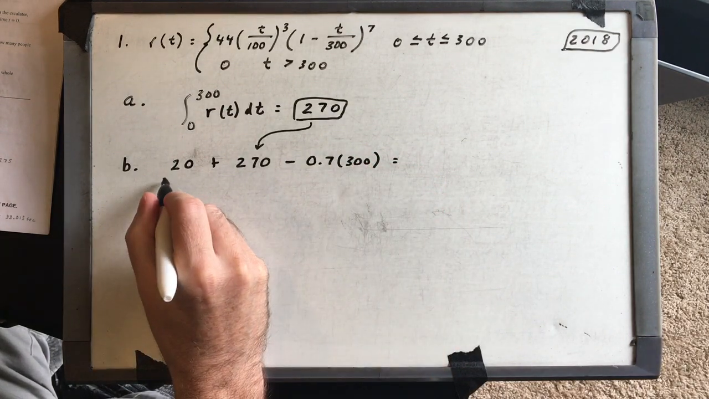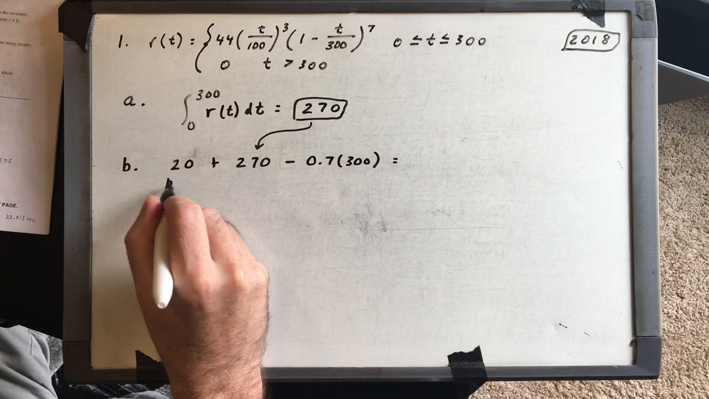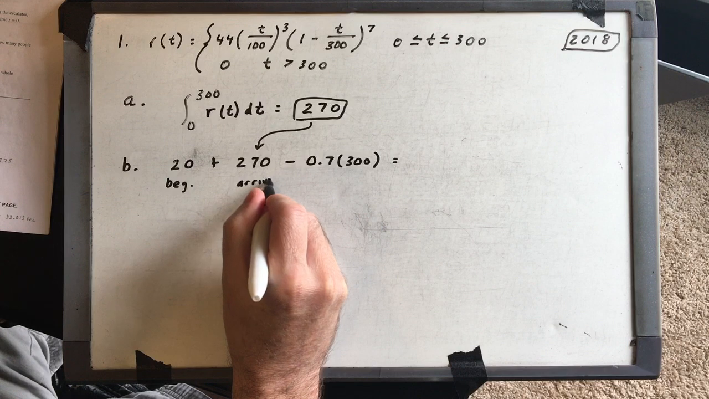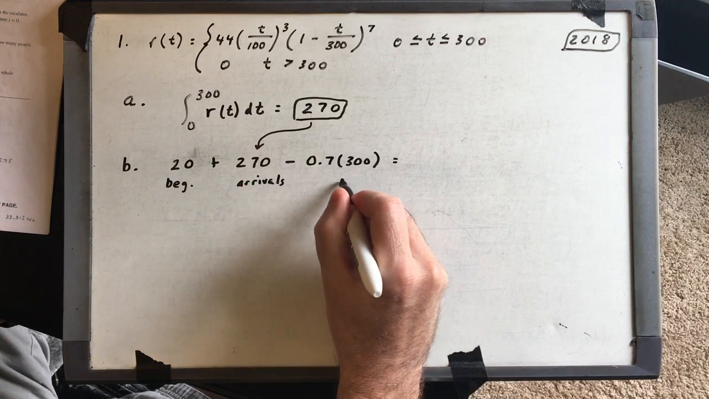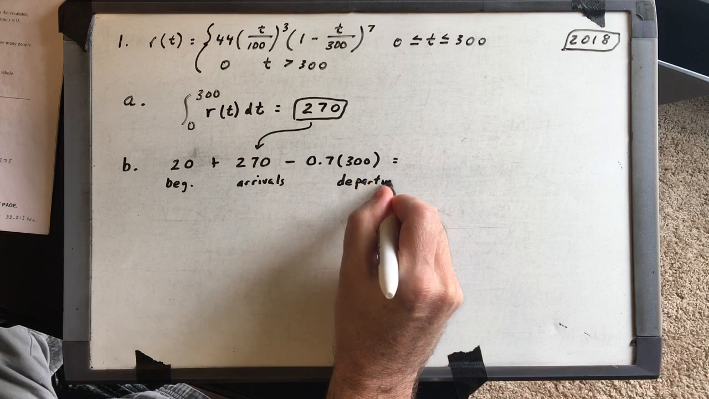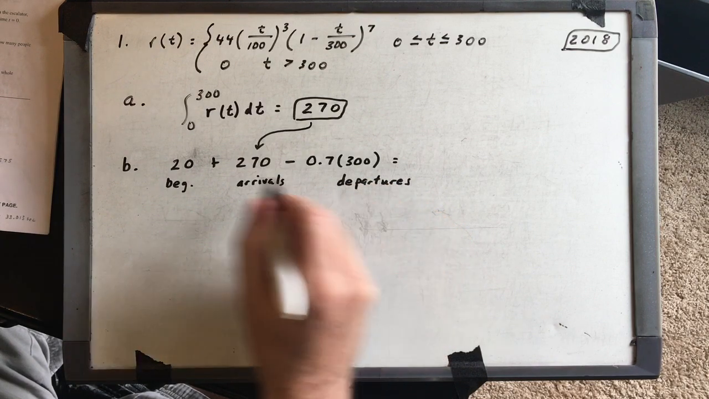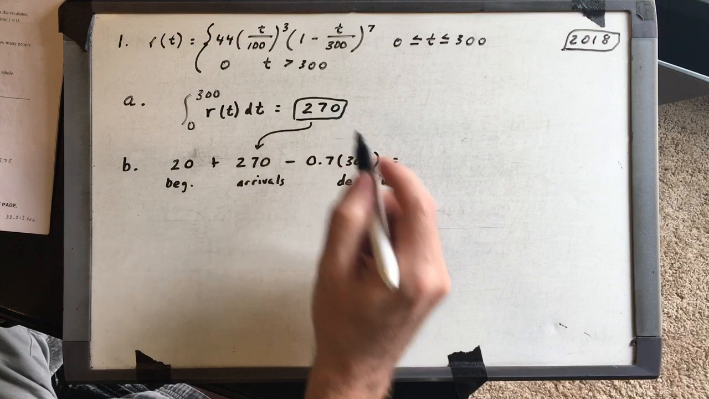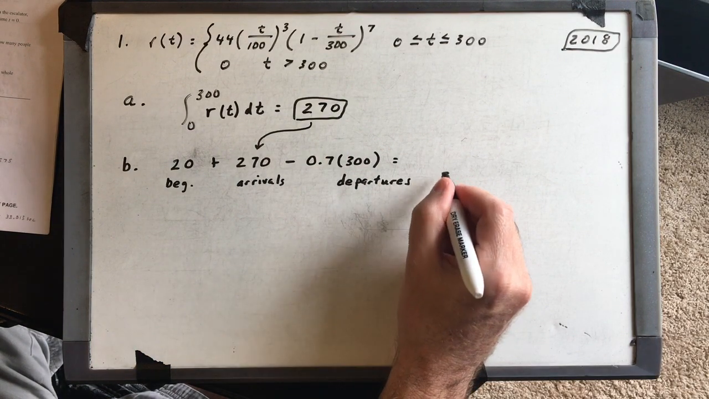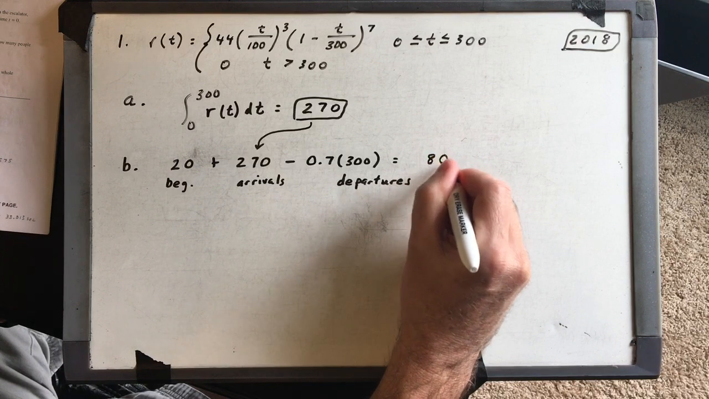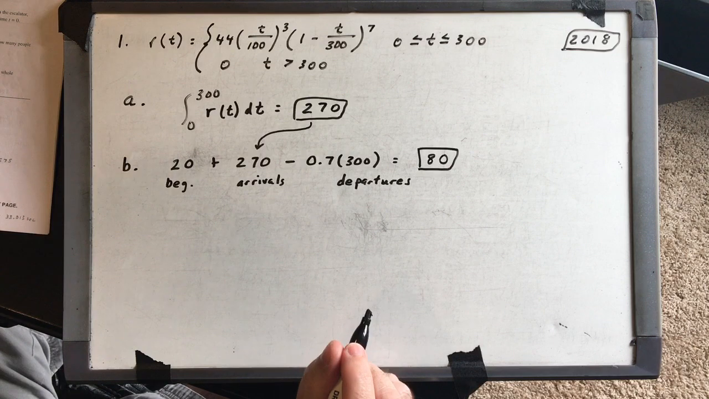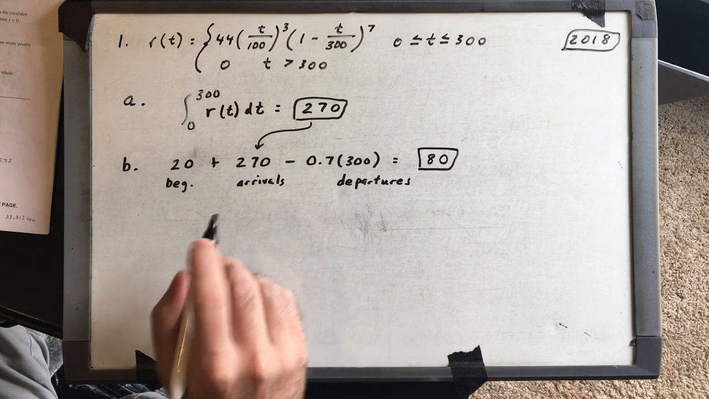All right, so 20 is the beginning amount, 270 is the arrivals, and 0.7 times 300 will give you the departures. So there's no calculus in this part other than using the answer you got in part A. So you would have 80 people in line at t equal 300.